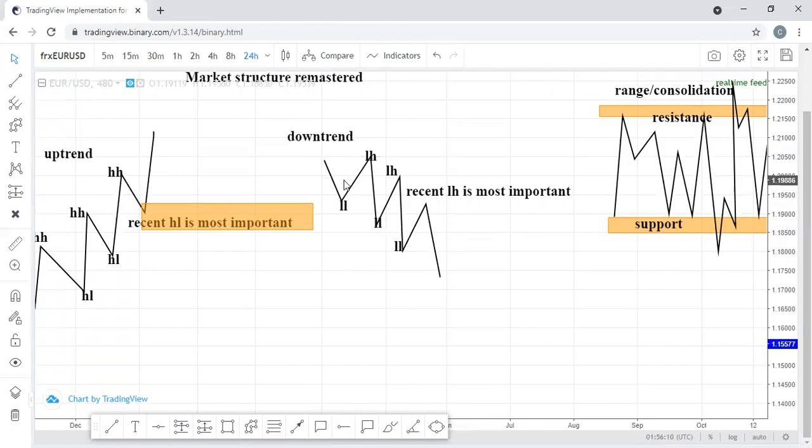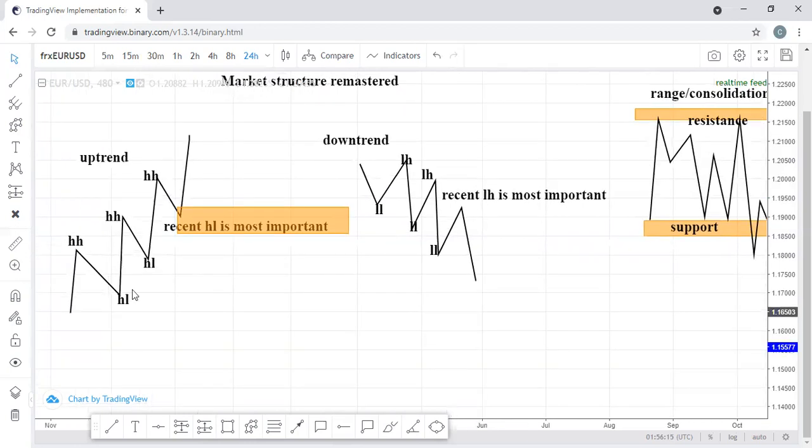Now, in an uptrend, you're looking to buy the market. You're looking to take your buys at the higher low, at the higher low, at the higher low, and then to form a new higher high. While in a downtrend, you're looking to take a sell from here, down here, and a sell down from here, down here. So you're looking to take a sell.